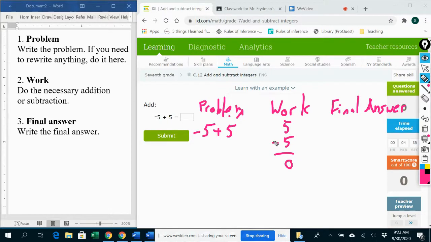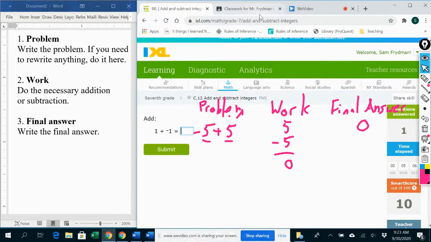And then the last thing to do is to decide if my answer is positive or negative. But in this case, I just got 0. So 0 is neither positive or negative. So my final answer here is going to be just 0. Normally, after I do subtraction, I would take the sign in front of the larger number. But of course, these numbers are the same, so there is no larger number here. Okay, let's do the next problem.